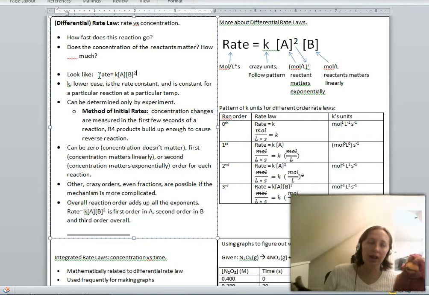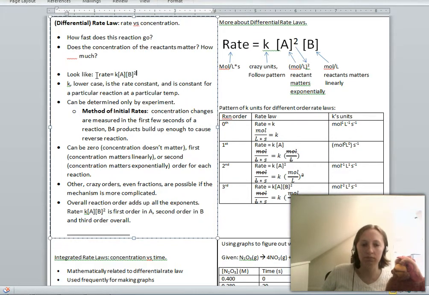We were looking at the differential rate laws for elementary steps, for each individual step. This has the same structure, but it is the overall rate law, which is what you base all of your stuff off of. So this k that you've got is the rate constant, and as is the case with many constant things, it is constant for a particular reaction at a particular temperature.